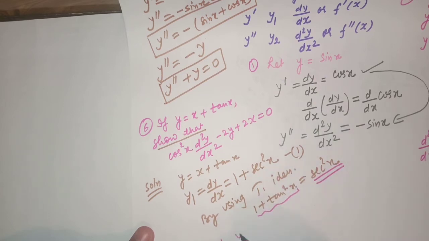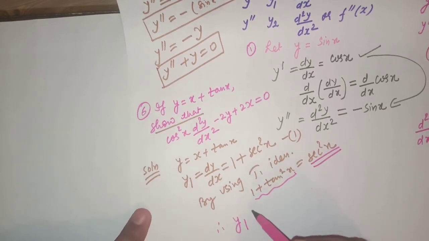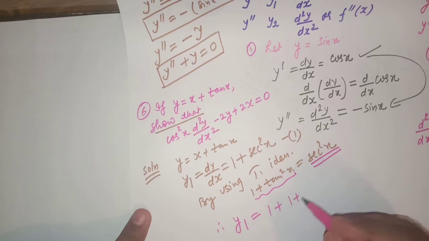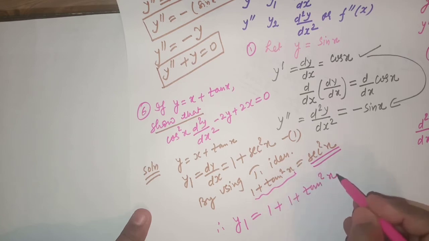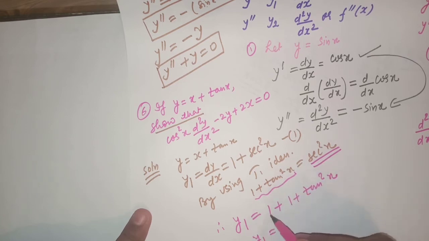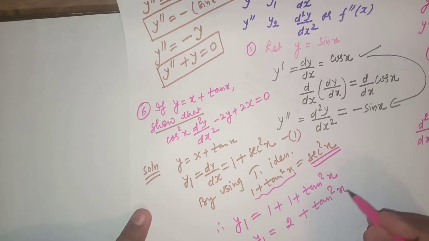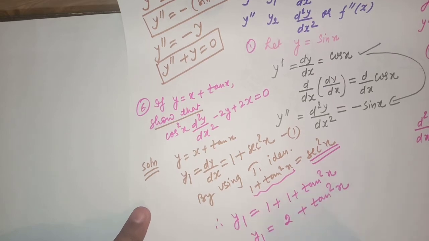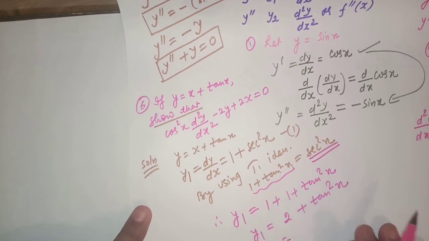So therefore y1 becomes equal to 1 plus tan square x. Now this can be written as 1 plus 1 plus tan square x. Clear? Now let us find the second derivative.